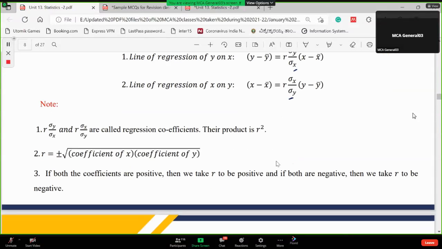Regression. See, they can give you what is the product of the regression coefficients. They can give you 4 options: R square, R cube, and R. You should immediately mark R square. They will give you coefficient of X and coefficient of Y. Then if I ask you to find the coefficient of correlation, you should use the formula plus or minus under root coefficient of X into coefficient of Y.